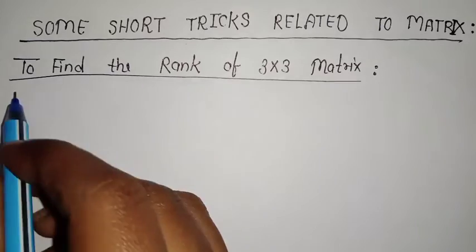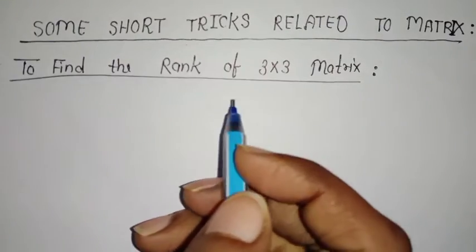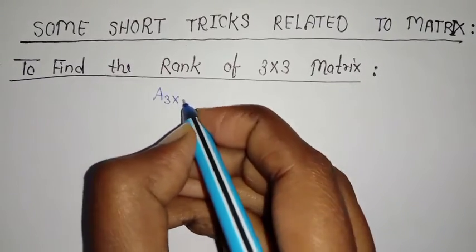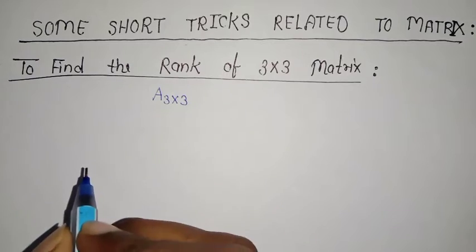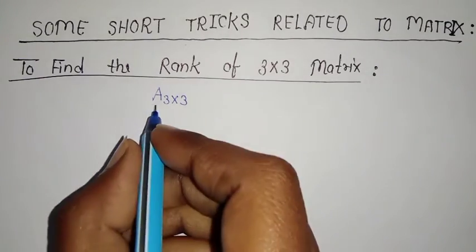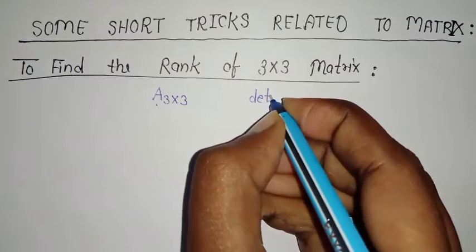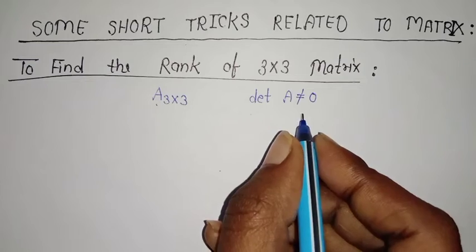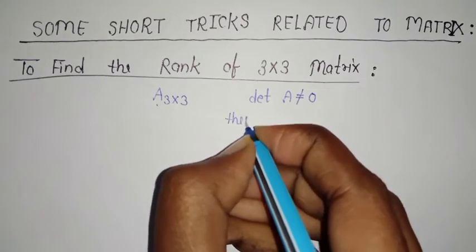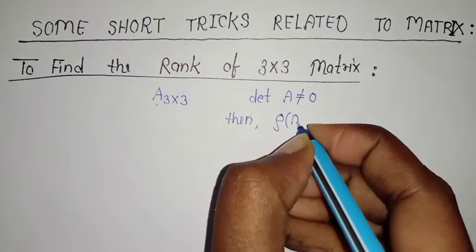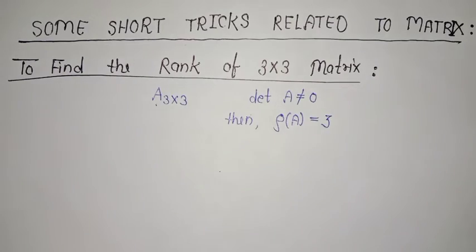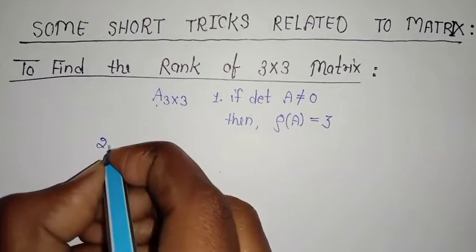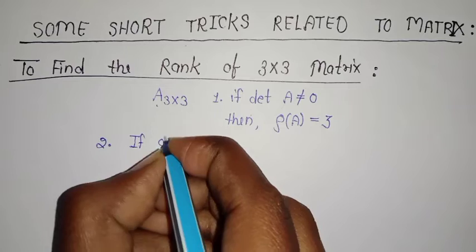So firstly we will discuss how to find the rank of a 3 cross 3 matrix. Suppose you are given a matrix of order 3, that is 3 cross 3. Then how can you find the rank of this matrix? Firstly, you just find the determinant of this matrix. And if determinant of A is not equal to 0, in that case, rank of A is equal to 3. This is our case 1. Now suppose determinant of A is equal to 0.